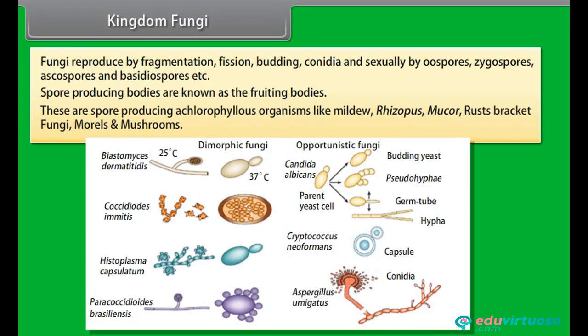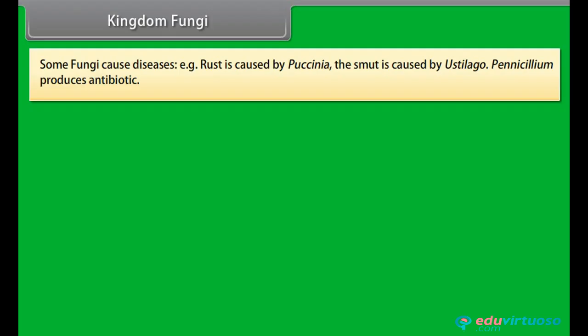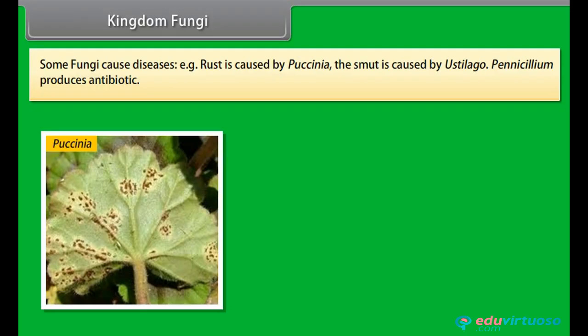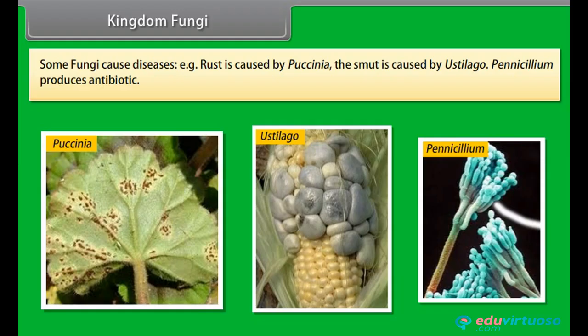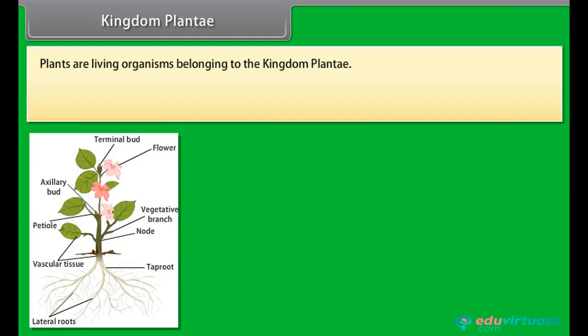Spore-producing bodies are known as the fruiting bodies. These are spore-producing achlorophyllous organisms like mildew, Rhizopus, Mucor, rusts, morels, and mushrooms. Some fungi cause diseases. For example, rust is caused by Puccinia. Smut is caused by Ustilago. Penicillium produces antibiotics. Kingdom Plantae. Plants are living organisms belonging to the kingdom Plantae.